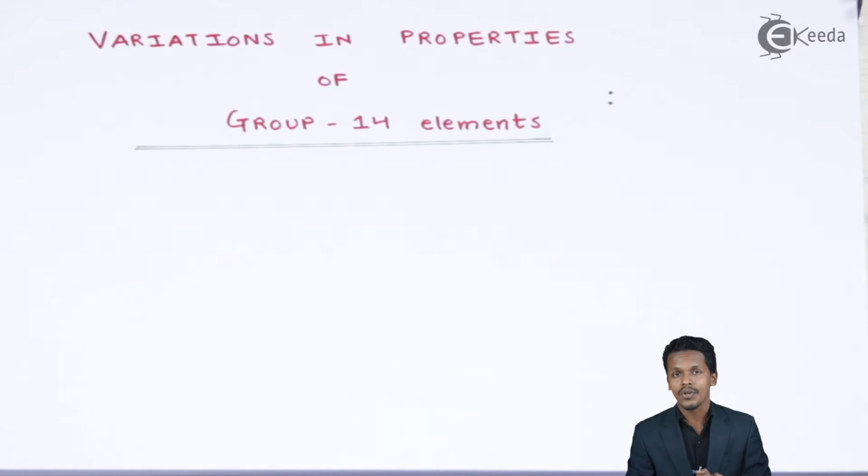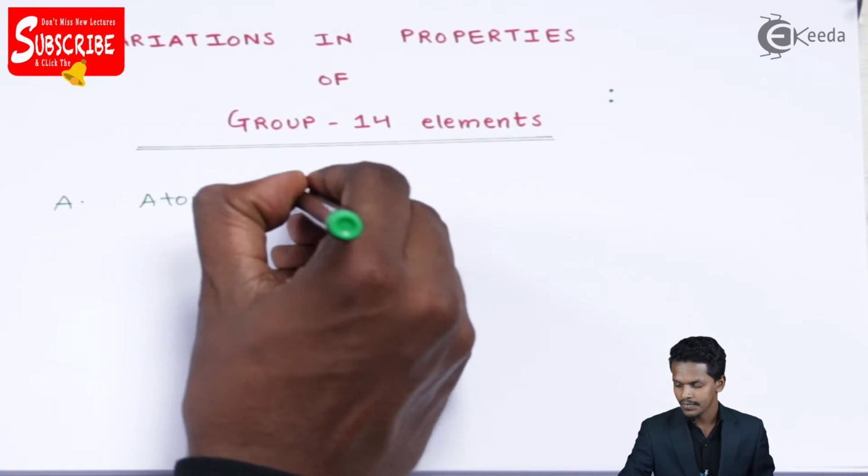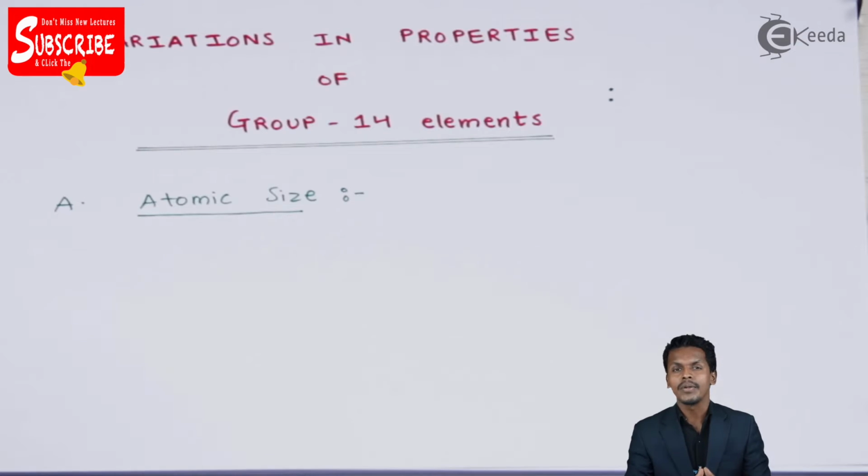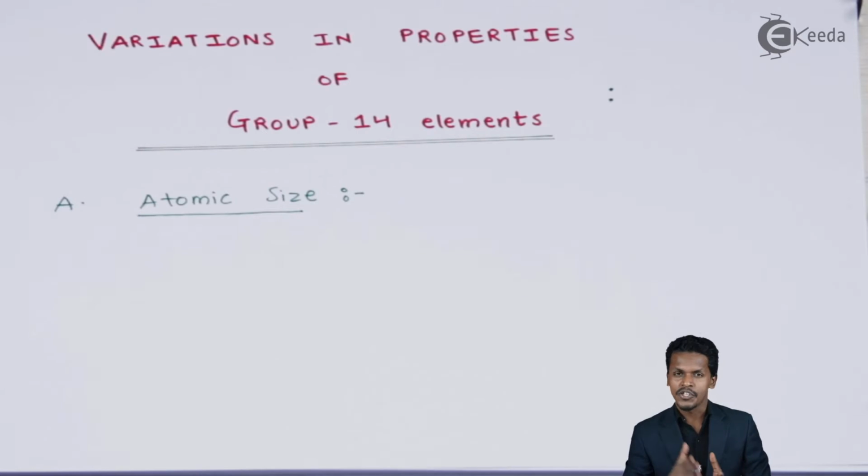So talking about the properties of the group 14 elements, I am talking first about atomic size. As we know, it is the distance between the nucleus and the outermost shell or outermost electron. That distance is represented in picometers, and that's the reason atomic size is also known as atomic radius. This is a periodic trend that we have studied in the periodic table.